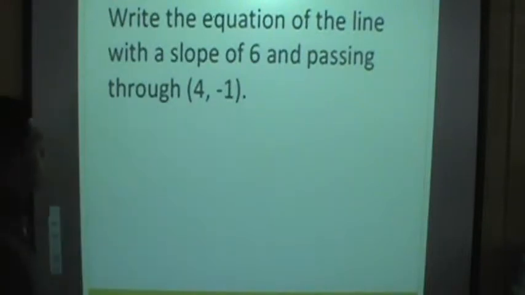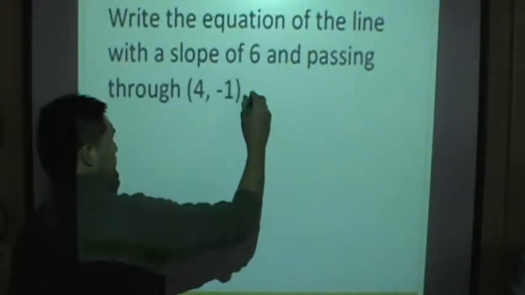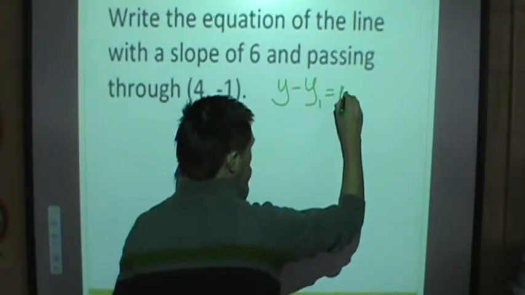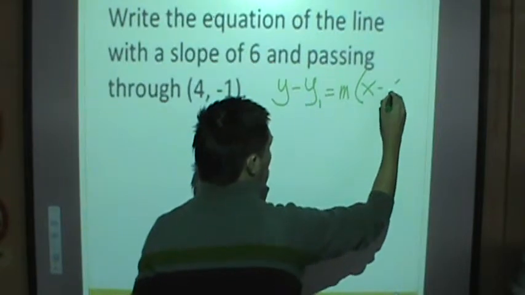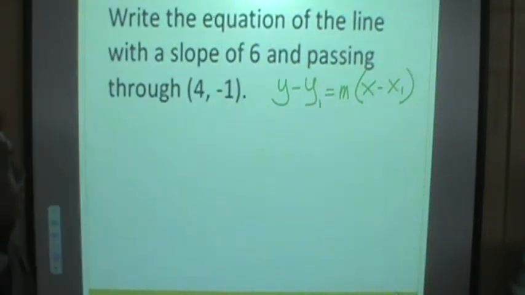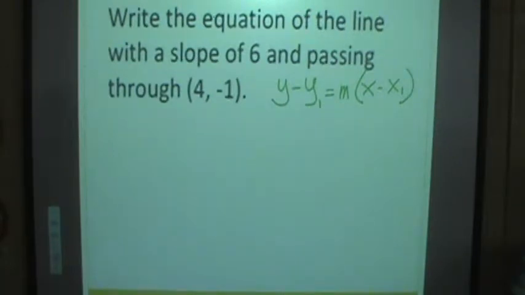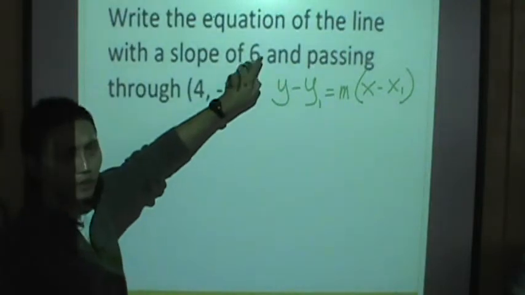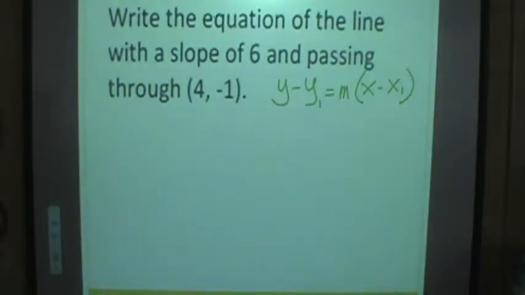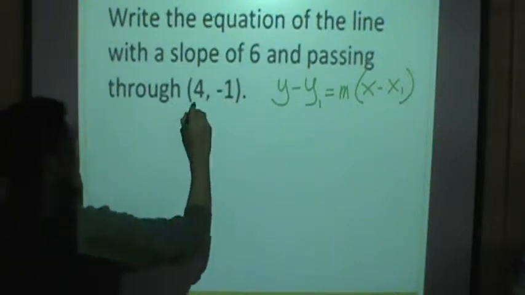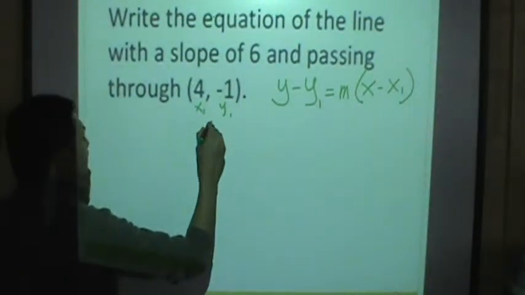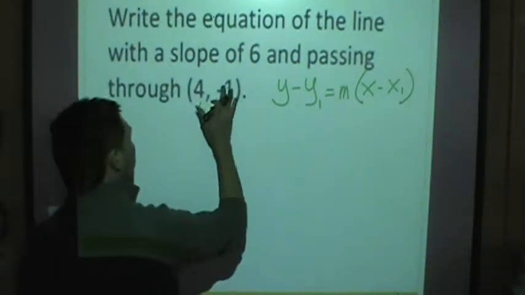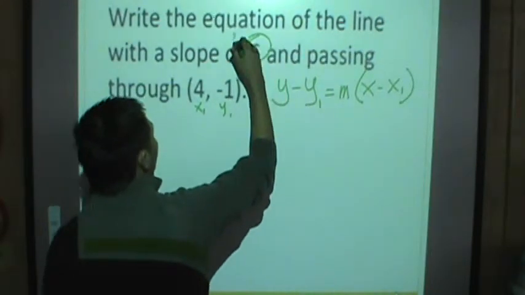To find the equation, first make sure you memorize the formula y minus y1 equals slope times (x minus x1). This is your point-slope form. You have your point and you have your slope, then you can write the equation of that line. Now how are we going to do that? This is going to be your x1, y1. Label the coordinates of the point. So x1, y1, and obviously your 6 is your m.